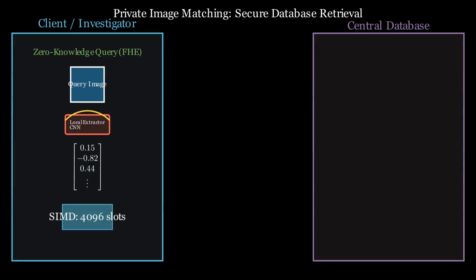This brings us to a brilliant optimization in modern lattice-based cryptography. If we encrypted each of the 512 floating point numbers into 512 separate ciphertexts, we would still face a massive network overhead. To solve this, we utilize the SIMD, single instruction, multiple data, capability intrinsic to the CKKS homomorphic scheme. Notice the plaintext block with 4096 slots.